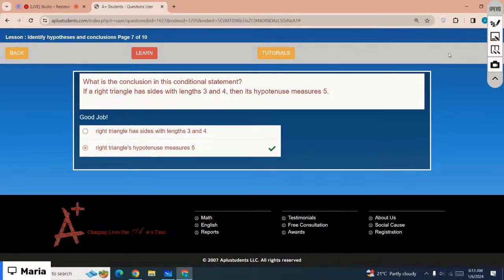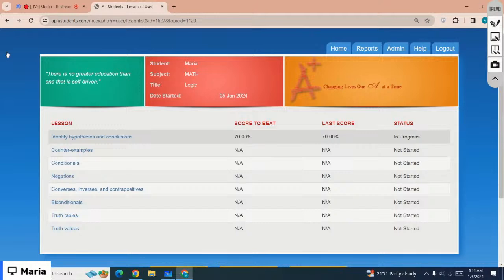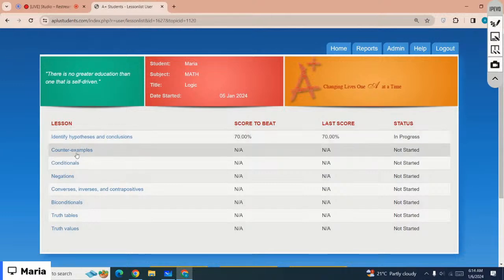Got it? Okay, you can complete the lesson by yourself later today. Let me just move on to the next lesson, right? The next lesson is counter examples. Let's just start with the next example, that is counter examples.